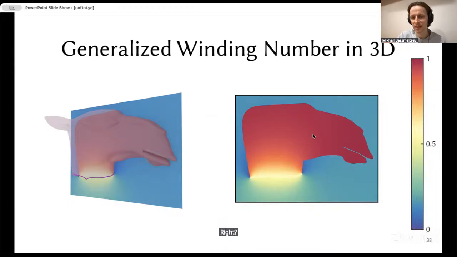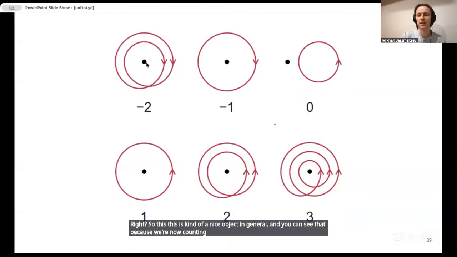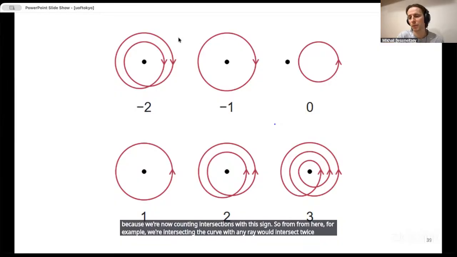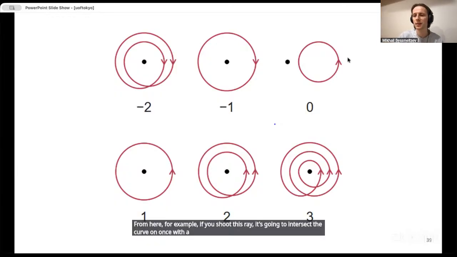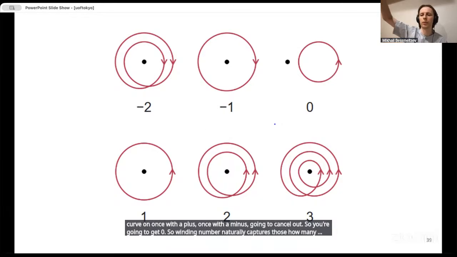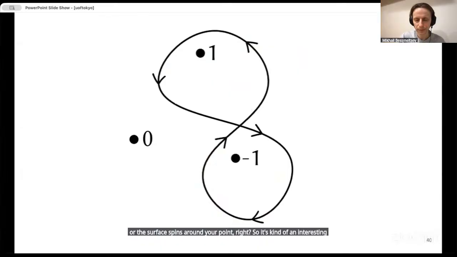So this is a nice object in general, and you can see that because we're now counting intersections with this sign. From here, for example, any ray would intersect the curve twice from the right, so we count it as -2. From here, if you shoot this ray, it's going to intersect the curve once with a plus, once with a minus. It's going to cancel out, so you're going to get 0. So the winding number naturally captures how many times the curve or the surface spins around your point. It's an interesting object in general.